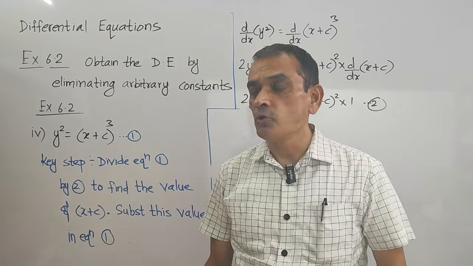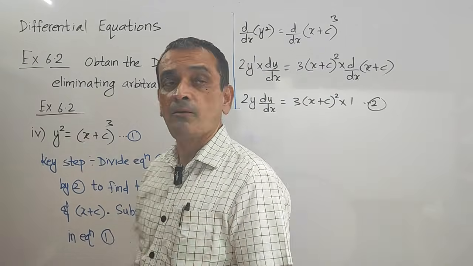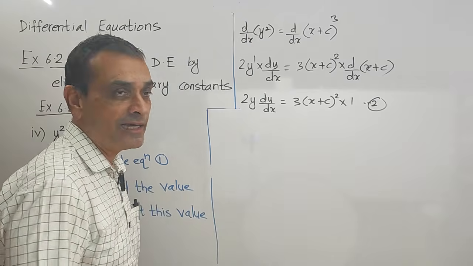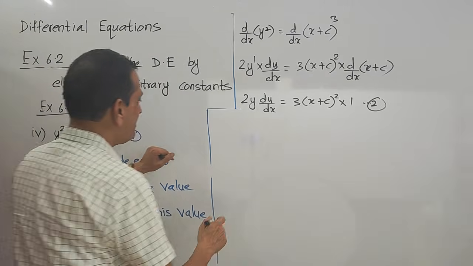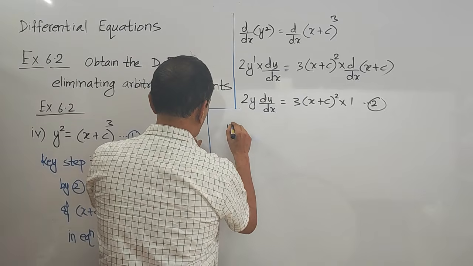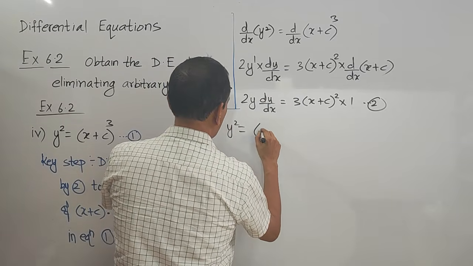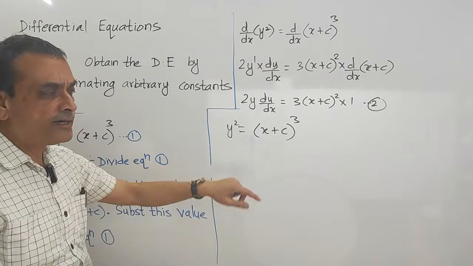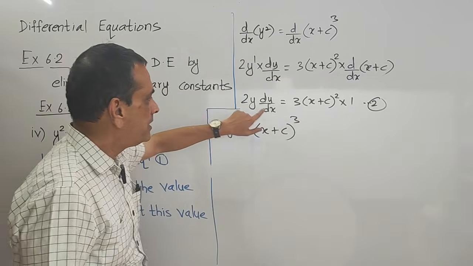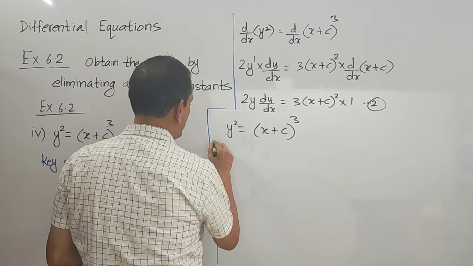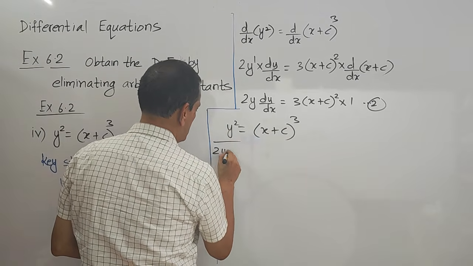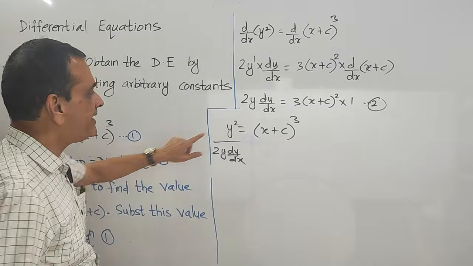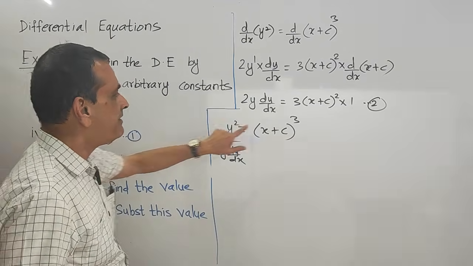So what I am going to do is divide equation 1 by equation 2. How do I divide? और उसका फायदा क्या होने वाला है देखेंगे. इसका लेफ्ट हैंड साइड है y squared equal to x plus c bracket cube. डायरेक्टली डिवाइड बाय इक्वेशन 2, इसका लेफ्ट हैंड साइड है 2y dy by dx. So LHS divided by LHS, RHS divided by RHS.